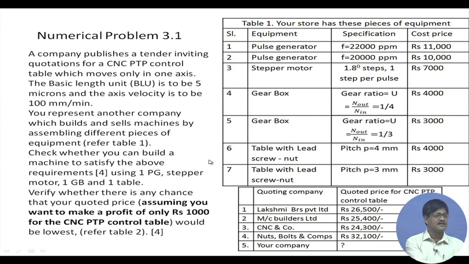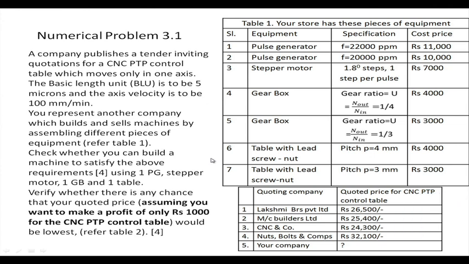This is perhaps the last question that we can manage. Let us have a quick look. What does it say? It says that a company publishes a tender inviting quotations for a CNC point-to-point control table which moves only in one axis. So, it is sometimes called a single stage.